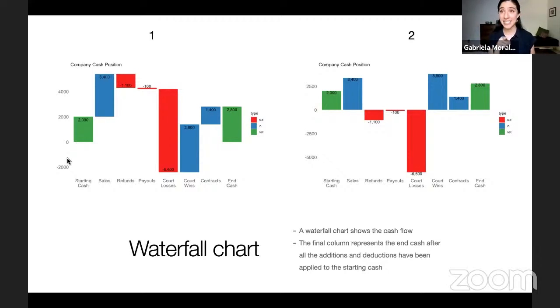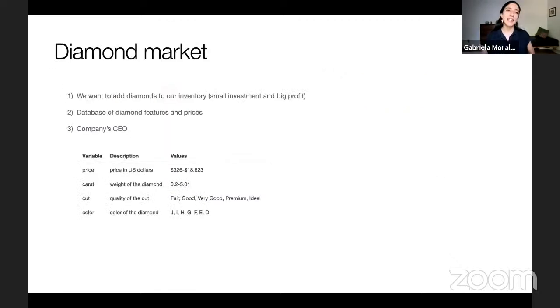Okay, we've seen these categorical versus numerical variables. Now we're going to take a look at numerical versus numerical variables. In this example, we work in a little market, a little store, and we want to add diamonds to our inventory. We want to make the smallest investment possible to gain the biggest profit possible, which is usually the goal of selling.